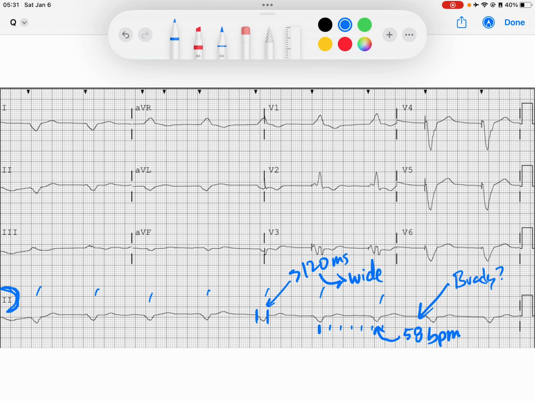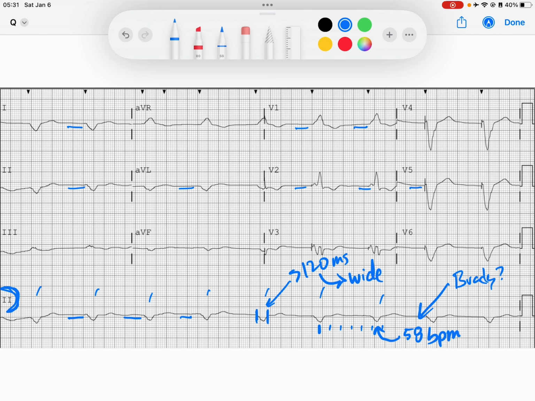Okay, so let's go ahead and figure out what's going on with this rhythm. First thing I'm going to do is look for atrial activity. I'm looking in front of these QRSs, and I'm not seeing any distinct P waves. If I scan throughout the other leads, I'm not seeing P waves either before these QRSs. Is this atrial fibrillation? Well, we would expect atrial fibrillation to be irregularly irregular.